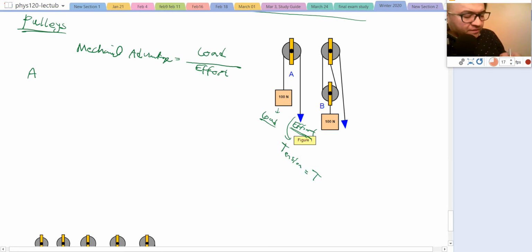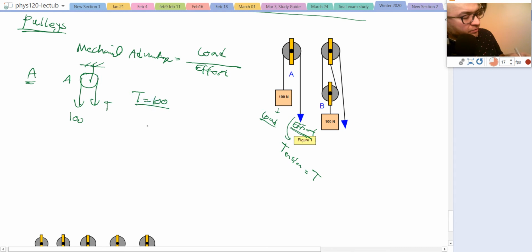Now if you look at the pulley up there, in the pulley you have a force of 100 Newton that's going this way, and then you have a force of T that's going in this way. I'm talking about pulley number A. So in A, T is equal to 100. Your mechanical advantage is simply 100 over 100, which is 1.